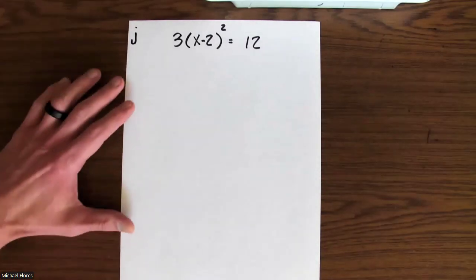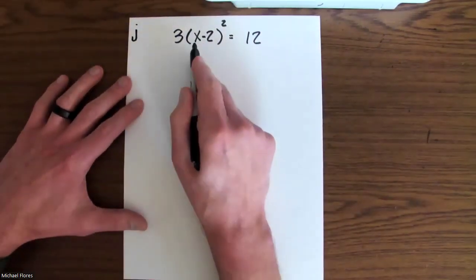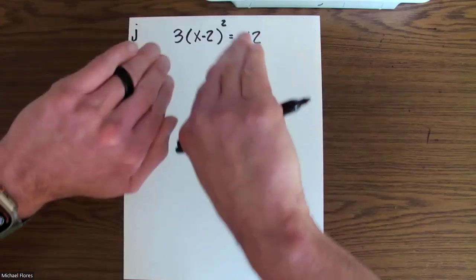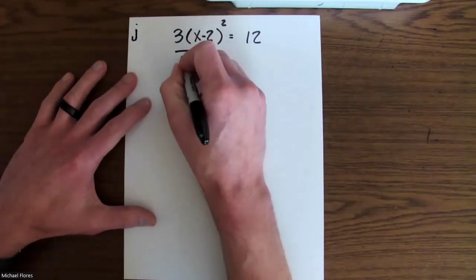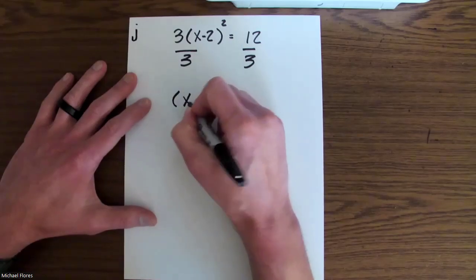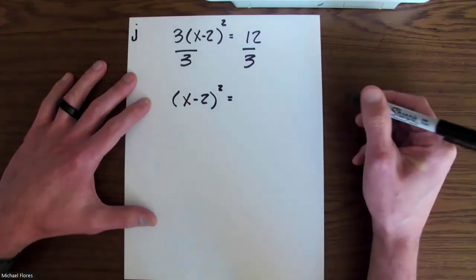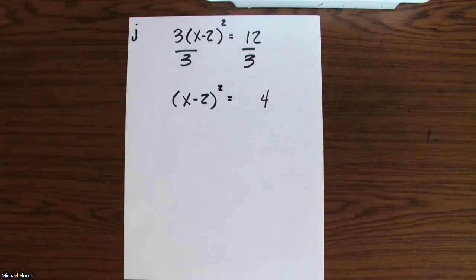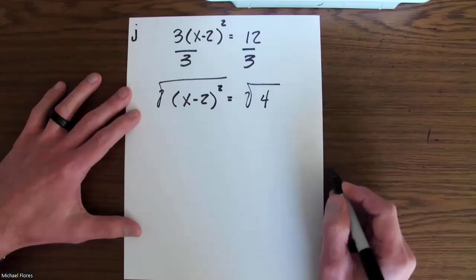Example J. The goal is to get x by itself, but we cannot get into those parentheses until we've moved everything that's outside of the parentheses away from x, starting with that 3. Let's divide away the 3. Well, 12 divided by 3 is 4. Okay, now we can get rid of the exponent. We're going to take the square root of both sides.